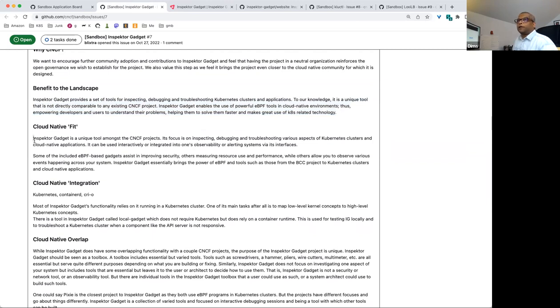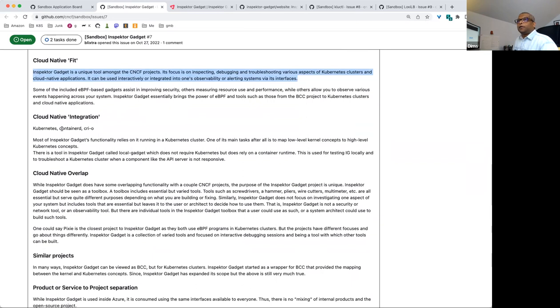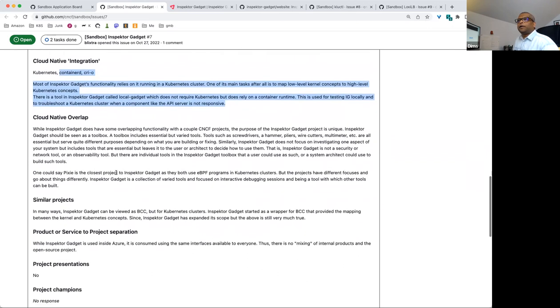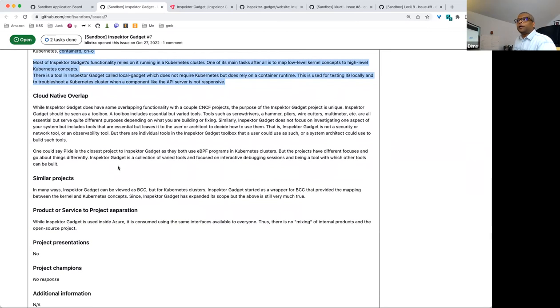Okay, so here that is addressed, right? There is debugging, troubleshooting, inspecting various aspects. And then there is containerd and CRI-O. Have you seen this, Justin? Work with containerd, CRI-O? I haven't seen any with Kubernetes, but I presume it's there.